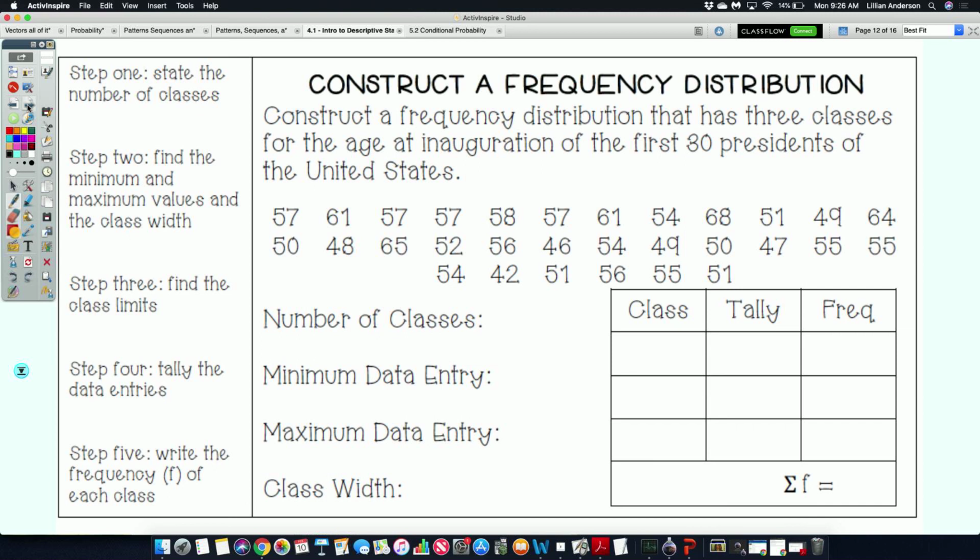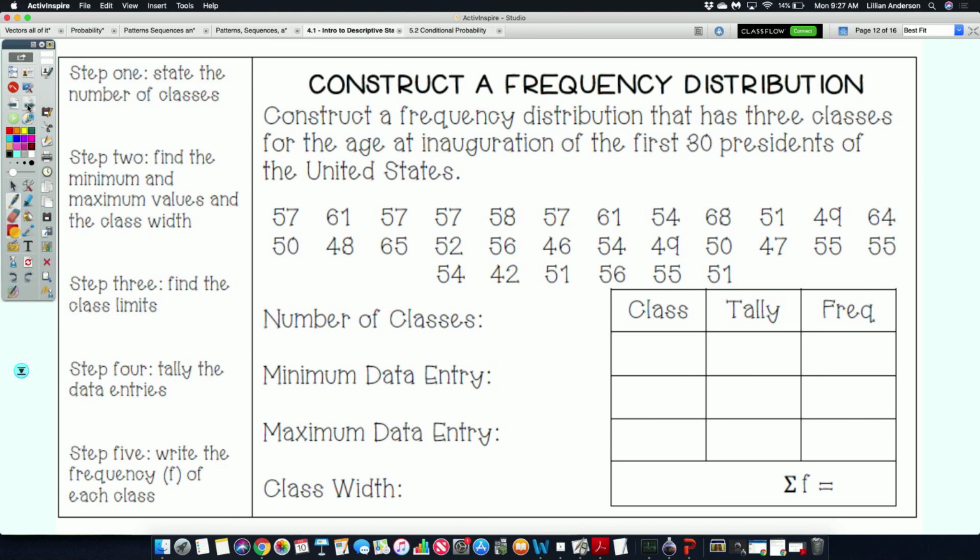So when you flip over your page, you have the steps shorthanded off to the side, but we're going to do it for this particular one here. Okay? So we're going to construct a frequency distribution that has 3 classes for the age of inauguration for the first 30 presidents of the United States. This one tells us exactly how many classes we have, but the next example does not tell us how many classes we are going to have. So we're going to have to create that one 100% on our own.